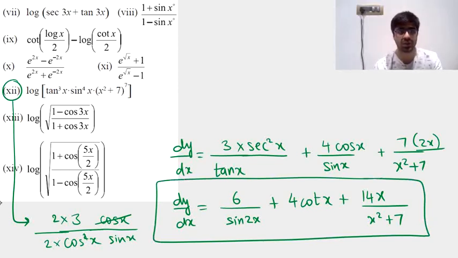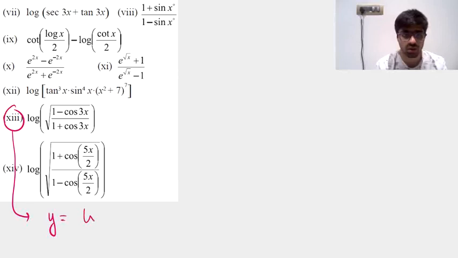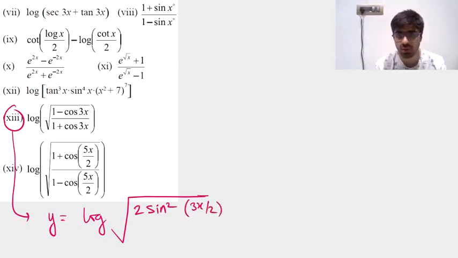Continue with the 13th one. For the 13th one, again you need to know a little bit of trigonometry here. So this is going to be log of root over 1 minus cos is 2 sin square and 1 plus cos is 2 cos square. So 1 minus cos is 2 sin square. The angle will be half of whatever you had here, which is 3x by 2. In the denominator it is 1 plus cos, and that is 2 cos square. Again half of that angle, which is 3x by 2.